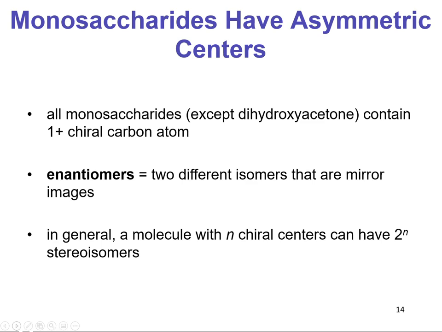So if you have a lot of chiral centers, you're going to have a lot of stereoisomers. I don't need you to know how many stereoisomers you can get based on how many chiral centers there are. We're not concerned about that. Just understand that you can have a lot of different stereoisomers simply by having more than one chiral center.